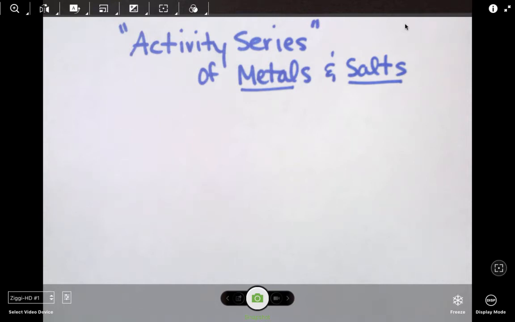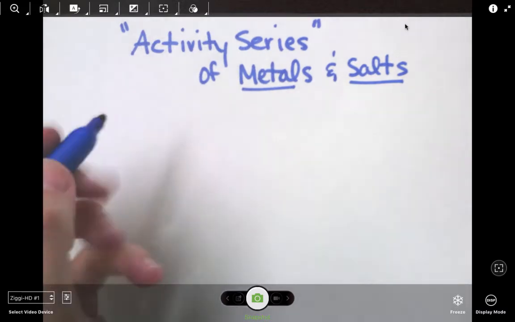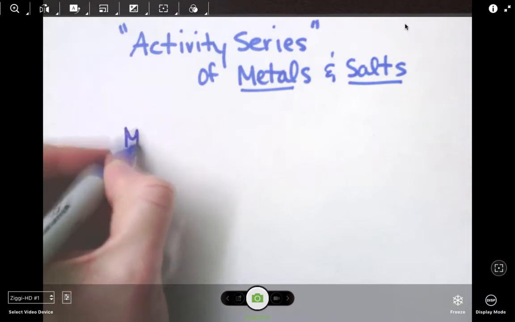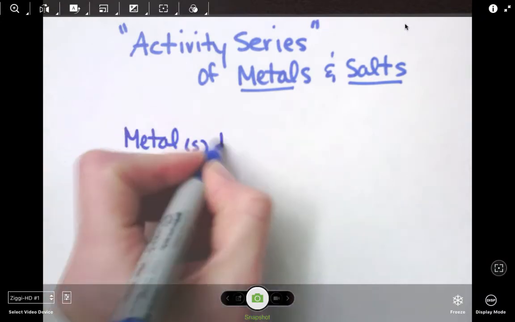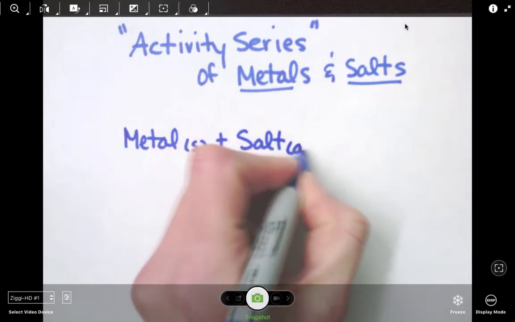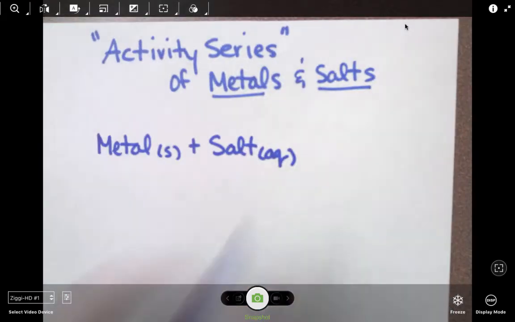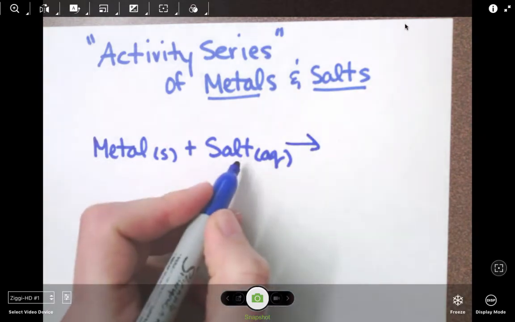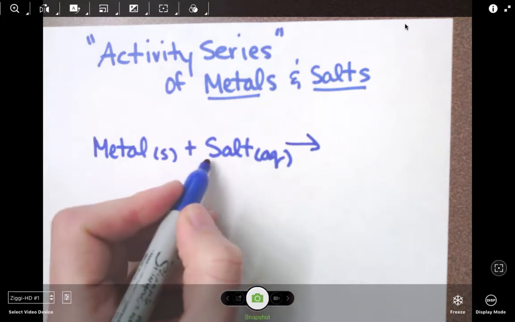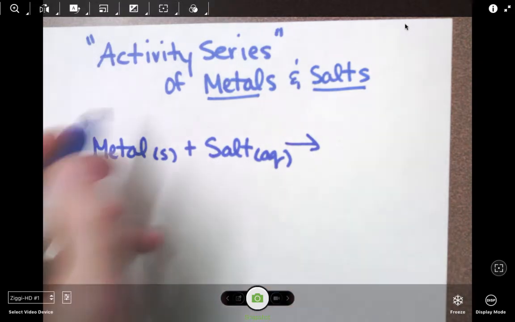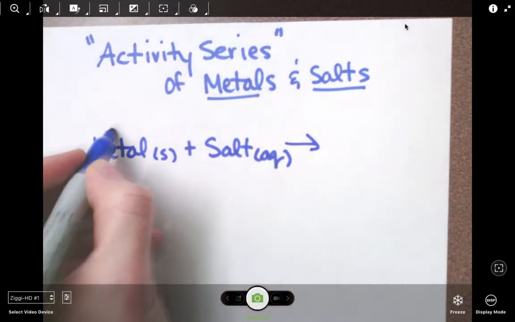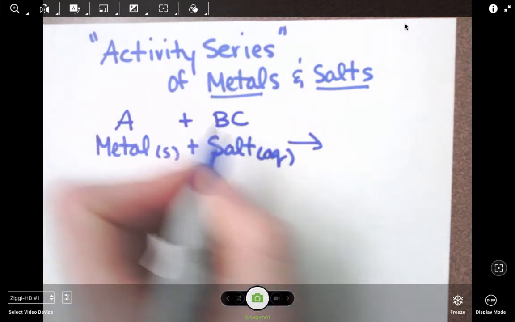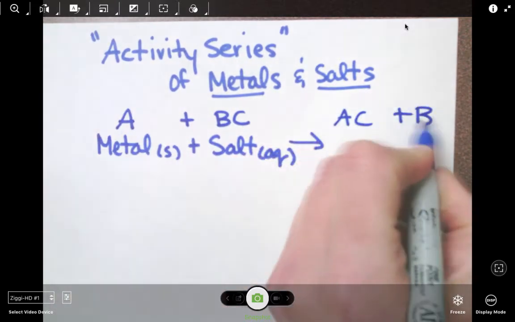We're going to be talking about the activity series of metals and salts. This is a combination of a metal, which is going to be solid, plus a salt, which is going to be aqueous. And what happens is the metal combines with the anion from the salt, and the cation from the salt ends up by itself. This is a single replacement reaction where A plus BC produces AC plus B.